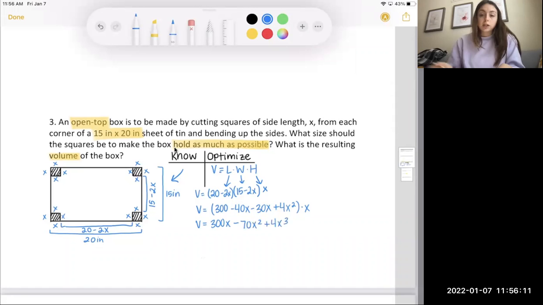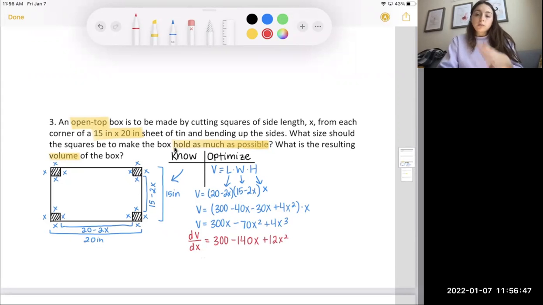So this is much easier to take the derivative of. We just have to use the power rule. Okay, let's go ahead and take the derivative. When we take the derivative, it's dV/dx because we're taking the derivative of the volume with respect to x. So the derivative of 300x is 300. The derivative of 70x squared is 140x. And then the derivative of 4x cubed is 12x squared.